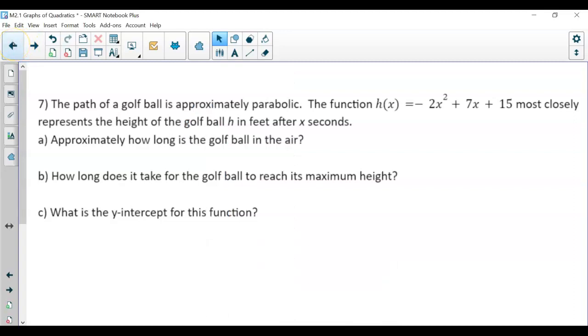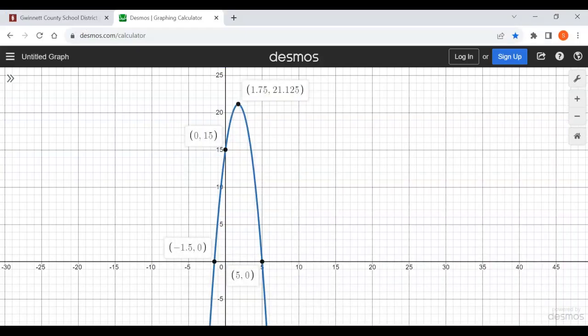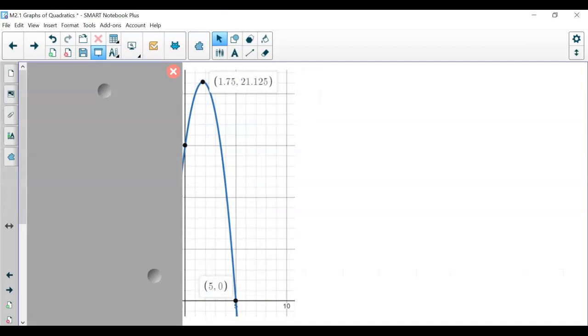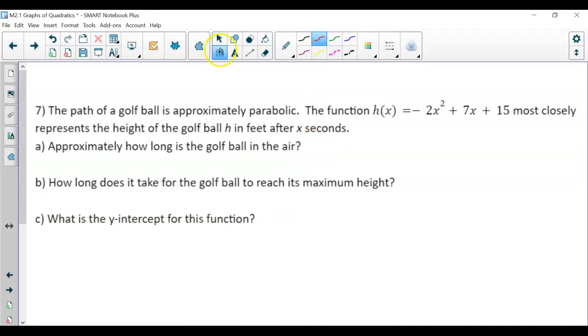So again, approximately how long is the golf ball in the air? Well, the golf ball is in the air starting here and ending at 5 seconds. Because remember, the x-axis represents the ground. So the golf ball is in the air for 5 seconds.